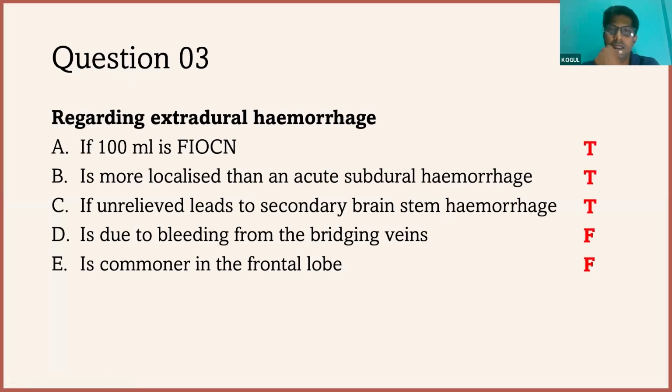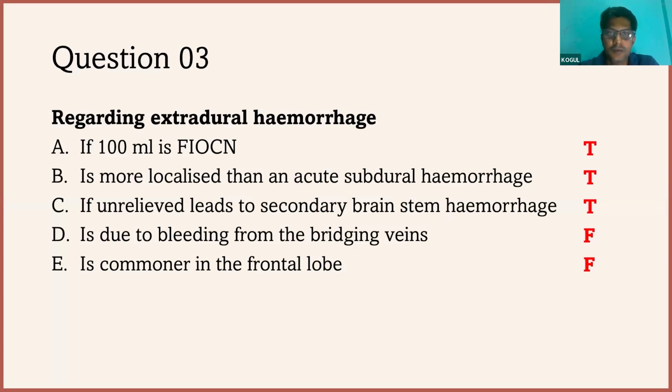It is more localized than the acute subdural hemorrhage, as I already mentioned. In subdural, blood can move all over the brain, but the dura is firmly attached to the skull bone. So when the fracture is there, it is confined to that area. That's why it has a convex appearance in the associated area. So that is true. Unrelieved, it leads to secondary brainstem hemorrhage too, because the space occupying lesion causes brainstem hemorrhage.